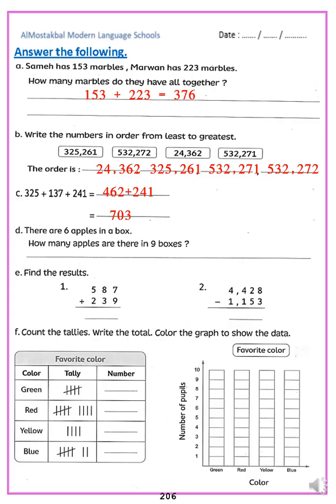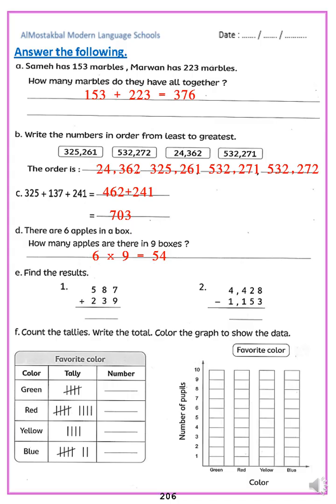The next question, there are 6 apples in a box. How many apples are there in 9 boxes? 6 times 9 equals 54, okay?